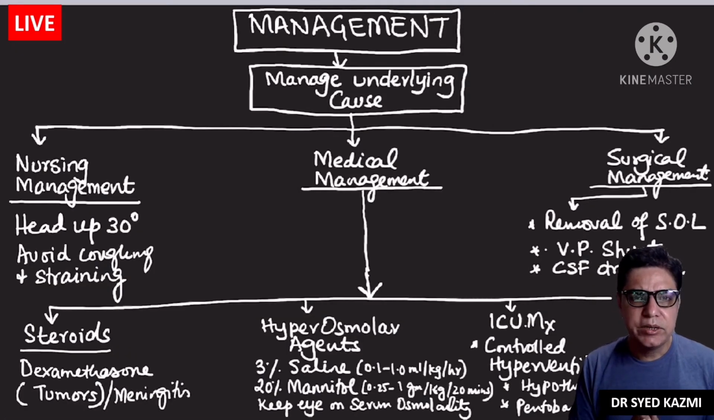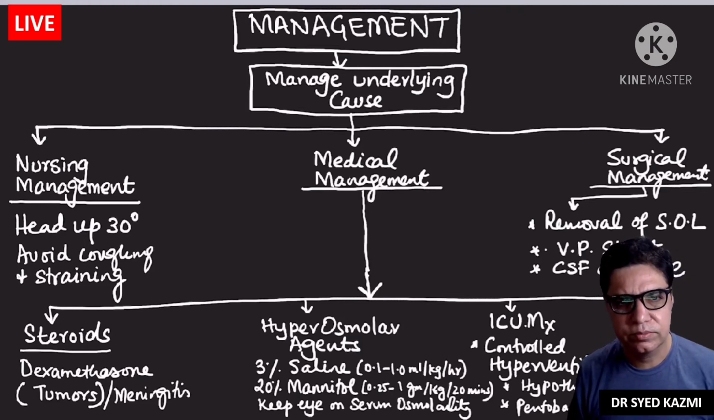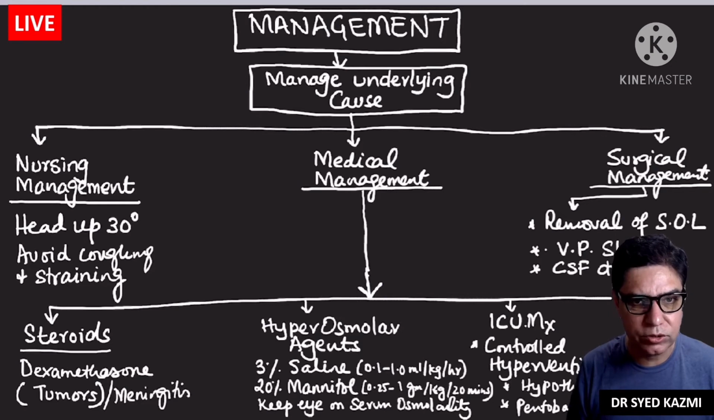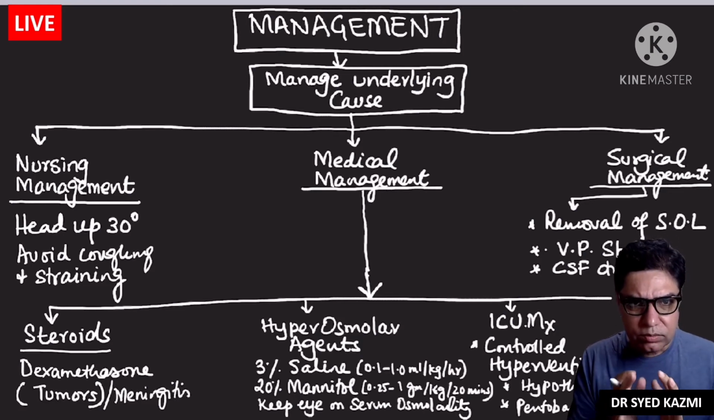Now, the management of brain edema, cerebral edema, again, the principle is very simple. Manage the underlying cause. Cerebral edema is a manifestation of some pathological process. It could be caused by a tumor; if so, you have to remove or treat the tumor. If it's caused by an abscess, you have to remove the abscess. If it's caused by traumatic brain injury, then you have to give rest to the brain till it recovers to some extent. So managing the underlying cause is the main principle.